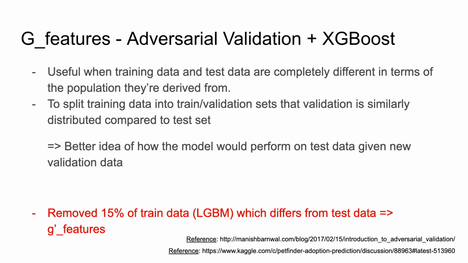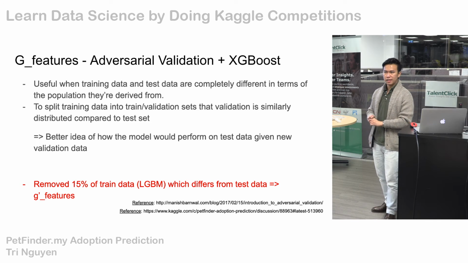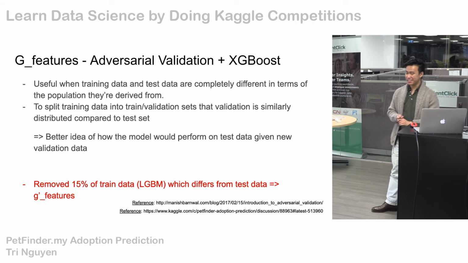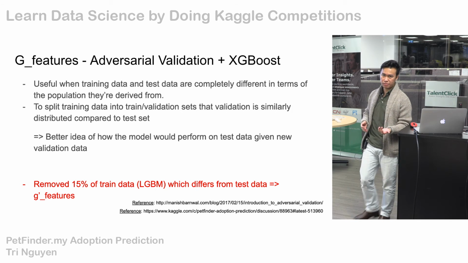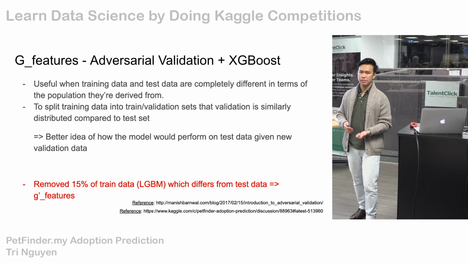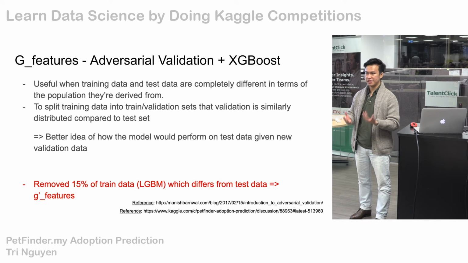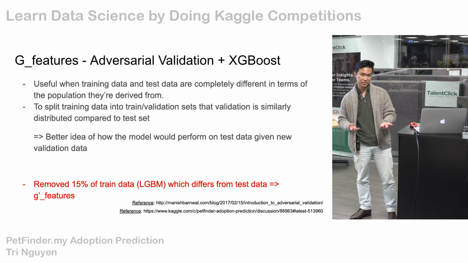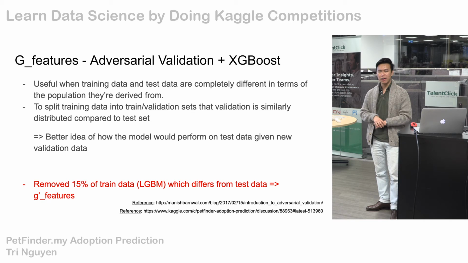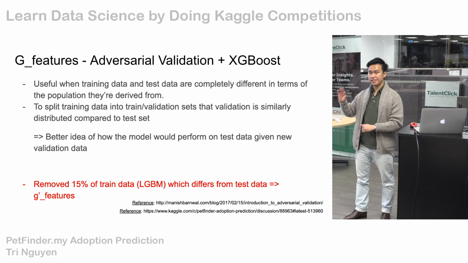For the last model, something really interesting that I came to learn as well, and it's pretty new to me, is something called adversarial validation. Apparently that is useful when the training data and the test data are completely different in terms of the population they're derived from. How adversarial validation works is you build a classification model on both training data and testing data, and that model would try to predict which one is the training data and which one is the testing data, and it would be able to pick out the data points that are not the same as the test data.